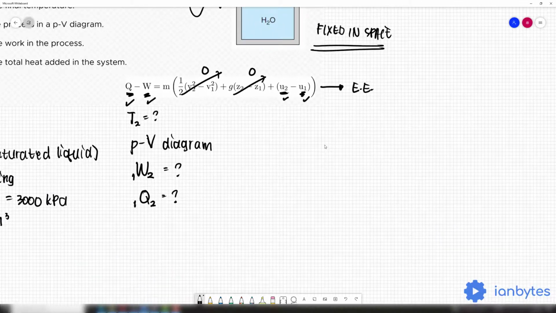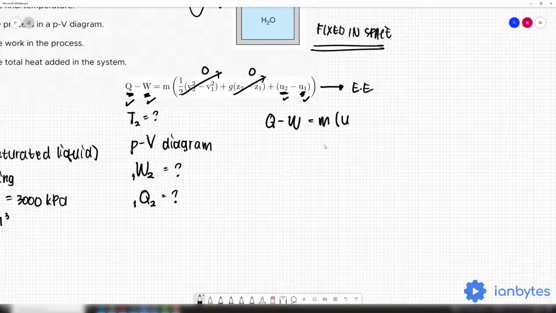Our final energy equation will then be Q minus W is equal to M multiplied by U2 minus U1. Whereas we already know M, that is just equal to 2 kilograms according to our problem, and we can solve for U2 and U1 using our thermodynamic tables.